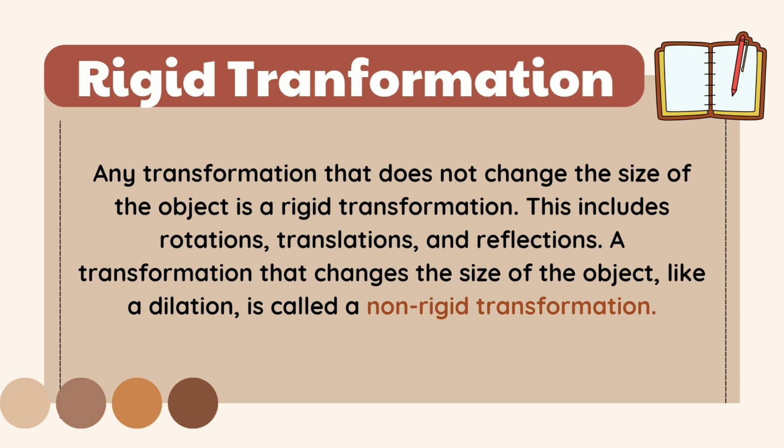Kapag sinabi namang non-rigid transformation, dito na yung transformation that involves the change in size of the object. So, for example, yung dilation nga, di ba ang dilation, pinapaliit niya yung isang object. So, syempre, kung ganun yung transformation na nangyari is, magbabago talaga yung size ng object na ginagamit natin or ginagawa natin ng transformation.